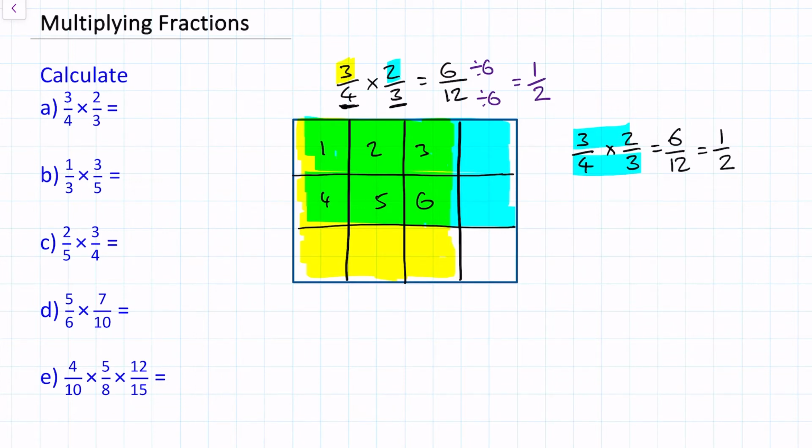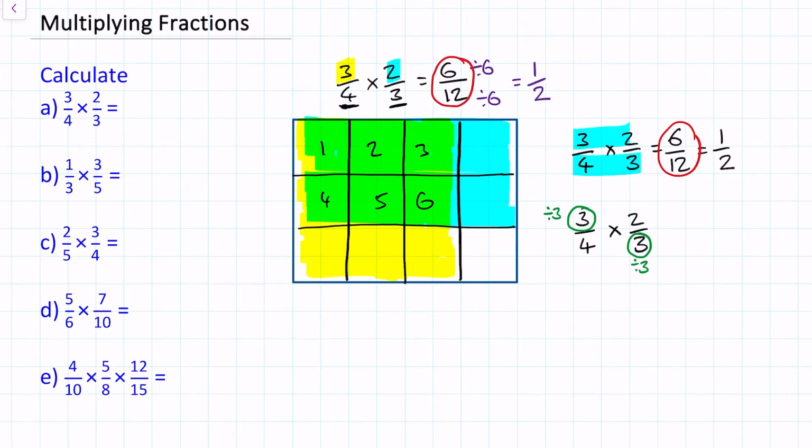So now I want to show you a third way of doing this. And it is similar to what we did with our written method. So we have 3/4 times 2/3. Now, rather than simplifying the answer like we did here and here, we're going to simplify the question. And to simplify the question, we're going to look at a common factor of a numerator in one fraction and the denominator in the other fraction. So you can see that 3 and 3 both divide by 3. So I'm going to divide each of these by 3.